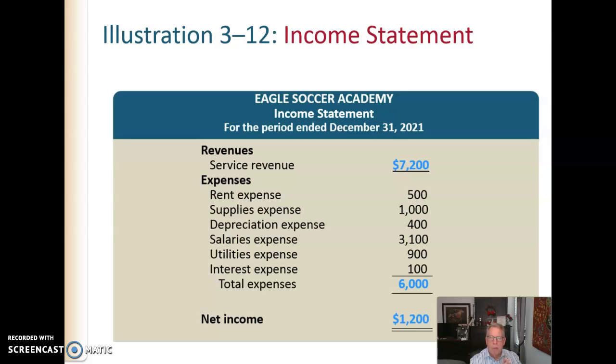All our expenses total $6,000. So normally you would see tax expense in there too. We don't in this example. But here, our net income is $1,200.